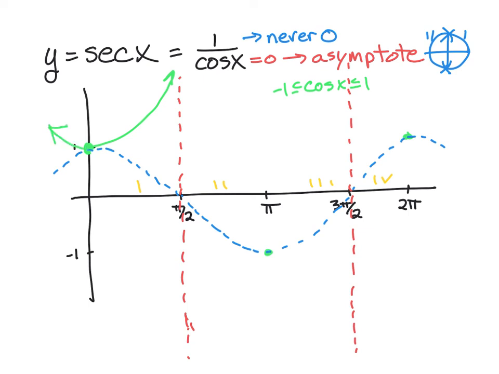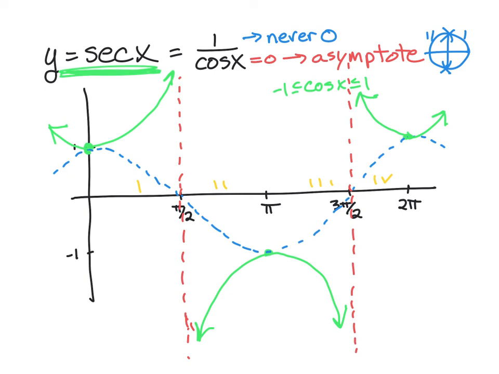And in quadrants 2 and 3, the cosine is negative. So this is getting bigger that way. Don't have to draw the cosine function, but it kind of helps. So the green is the secant. The cosecant is going to work the same way. You graph the sine. Ones flipped over are ones. Zeros flipped over are asymptotes.